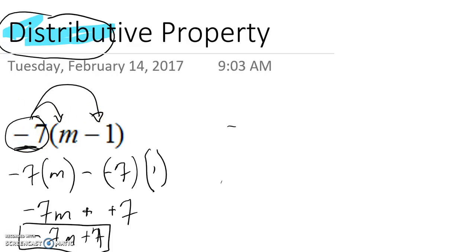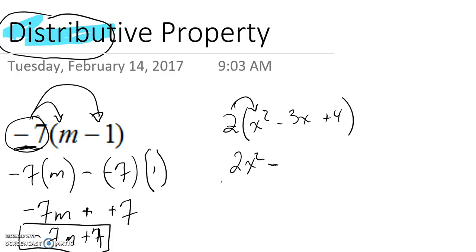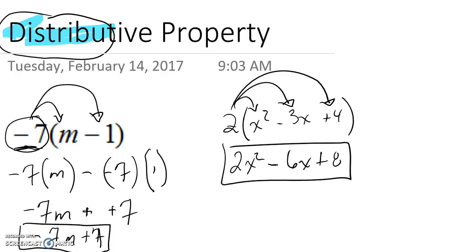Here's another quick example. Let's say I have 2(x squared minus 3x plus 4). Okay? So I would distribute the 2 to everything inside. I would do 2 times x squared, minus 2 times 3x is 6x, plus 2 times 4 is 8. Alright? So that is just the distributive property. Make sure you distribute the lead factor into all the terms inside the parentheses.